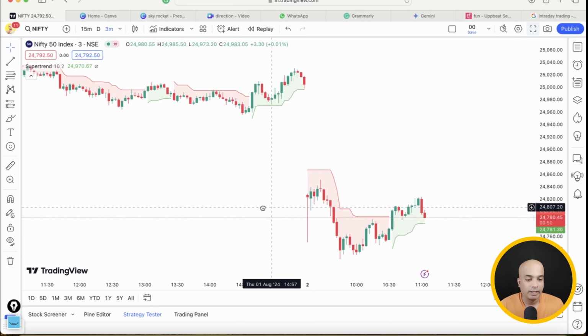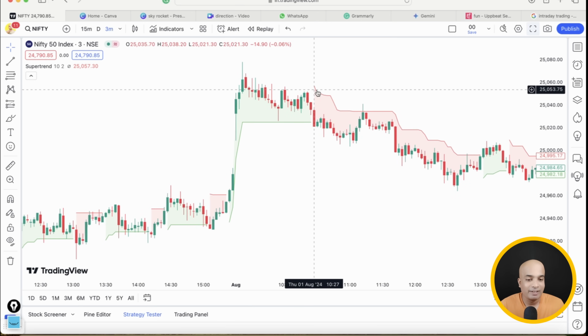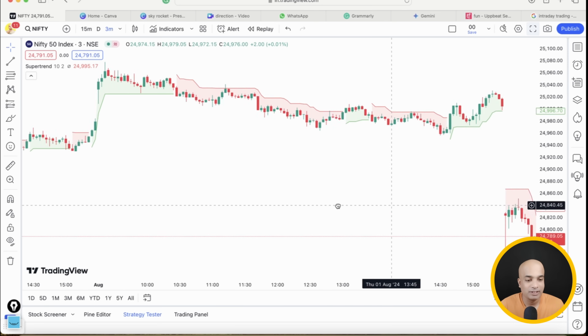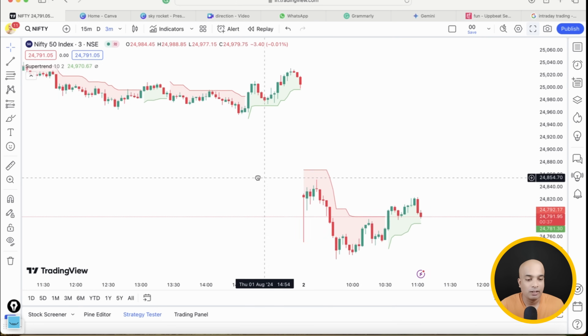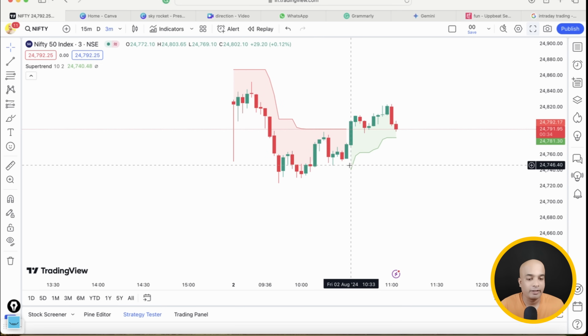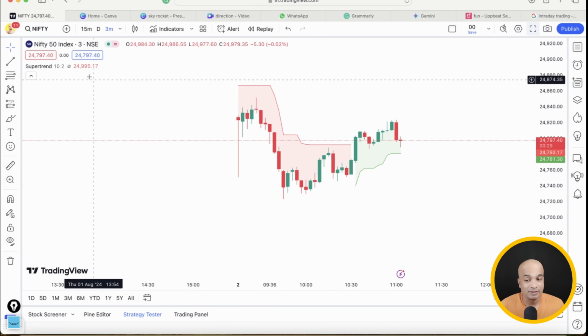Let's say somehow they have taken a short trade here, so they will trail using this Supertrend indicator. Whenever the price hits this, they will exit. Suppose they have taken a long trade here. I'm just taking an example, okay? So if they have taken a long trade here, they will trail the stop loss using the Supertrend indicator. That's how some of the scalpers use it.